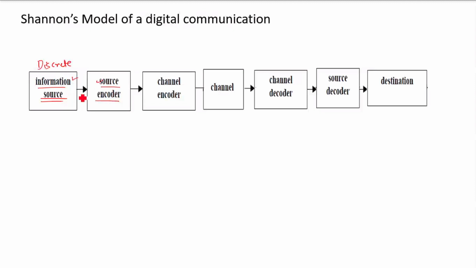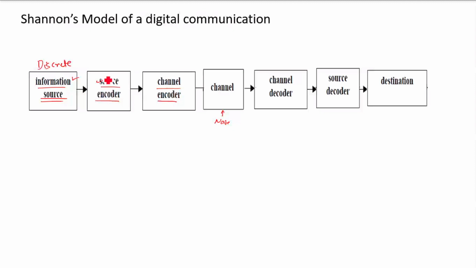Now the symbols or the values emitted by the information source get encoded by the source encoder. It's a binary encoder, and the output is passed to the channel encoder. The purpose of the channel encoder is to get safety, to get secured from the noise in the channel.